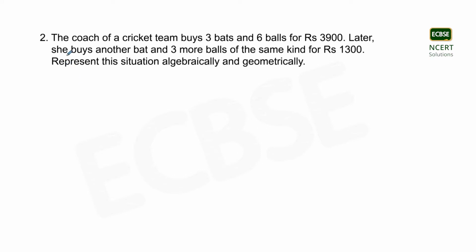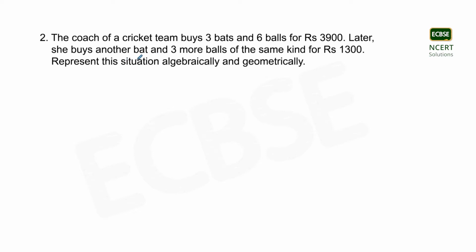Hello students, so here we are with question 2 of Exercise 3.1 of the chapter Pair of Linear Equations in Two Variables. The question says: the coach of a cricket team buys 3 bats and 6 balls for rupees 3,900. Later, she buys another bat.